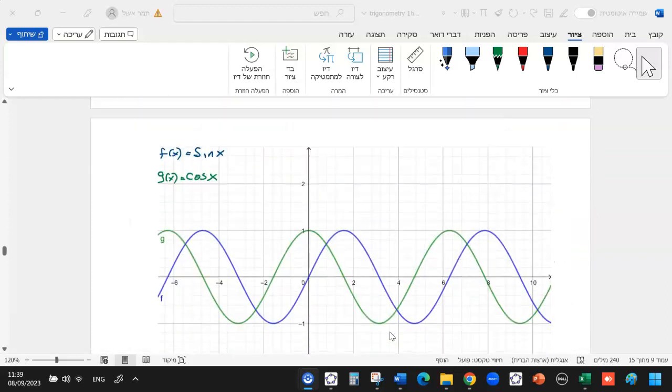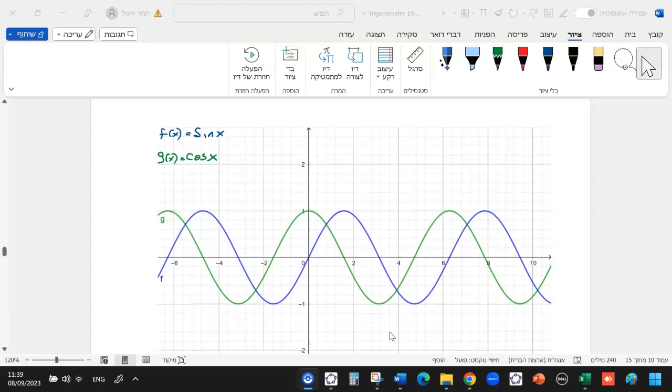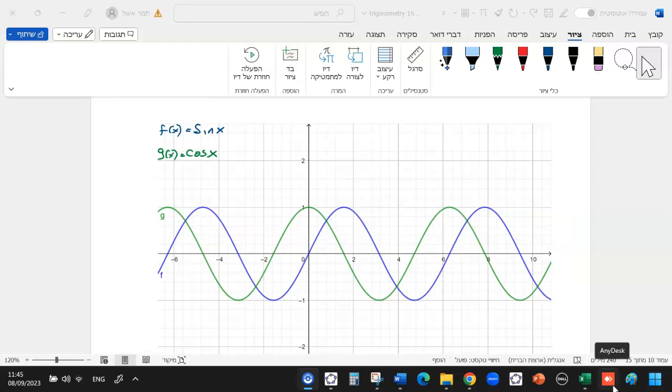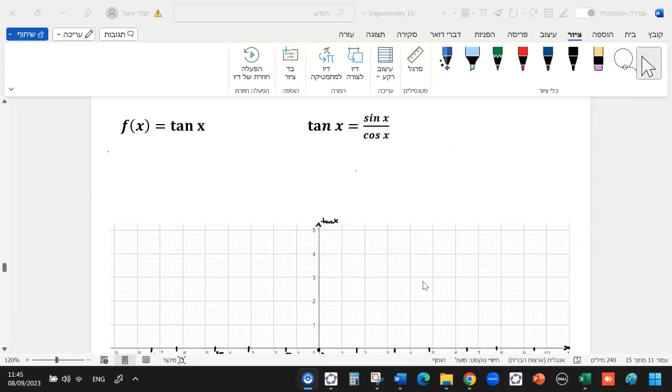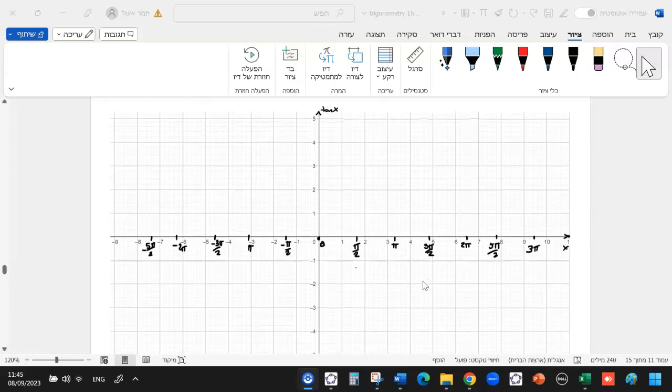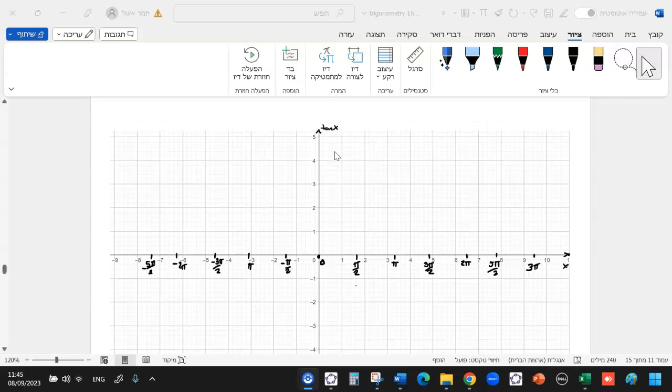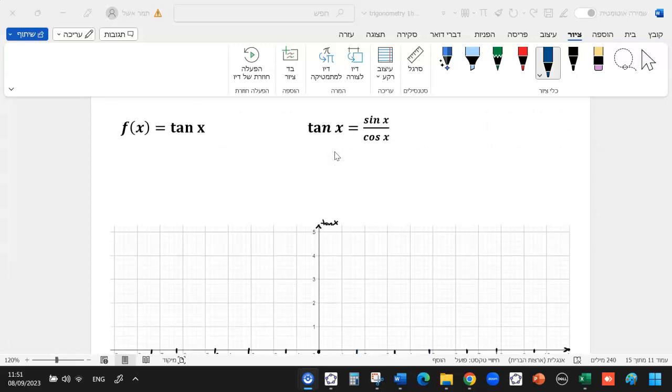And here's a drawing of the sine and the cosine functions together. You can see that they have the same shape, only they are translated horizontally one from the other. Next is the tangent function. Tangent x equals sine x over cosine x. Here we'll start with an xy system with pi over 2 units on the x-axis, and the y-axis should go from minus infinity to infinity. Let's see the main points first.